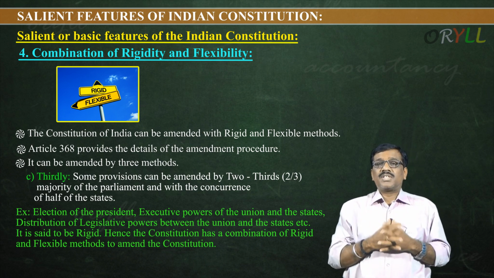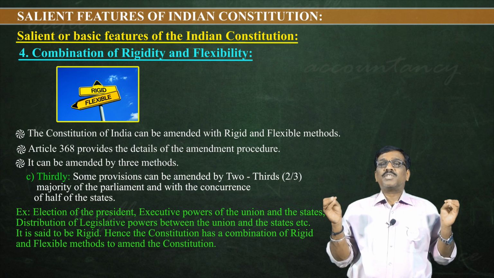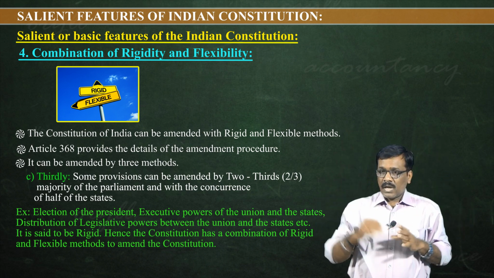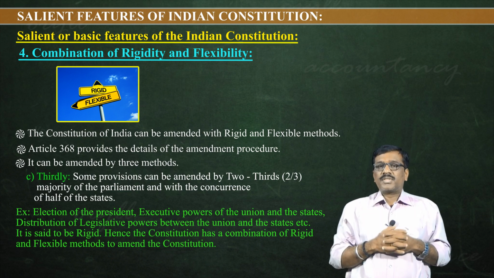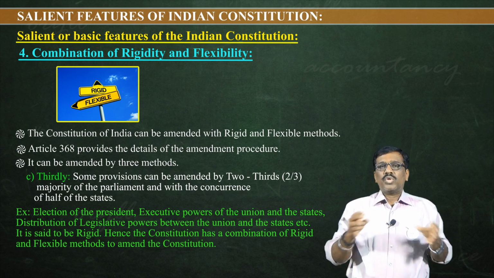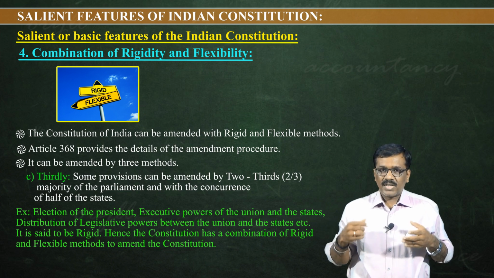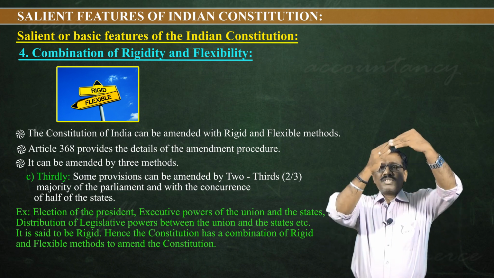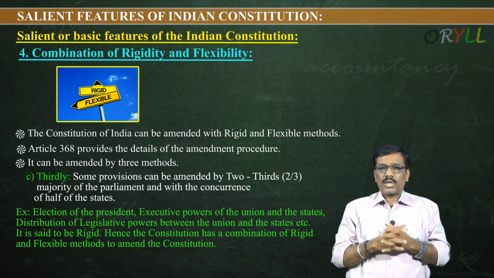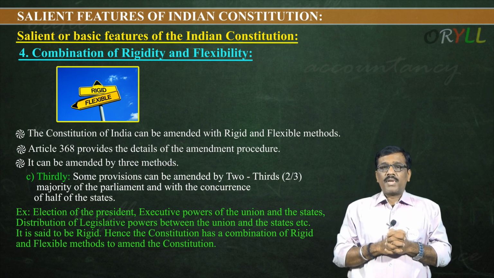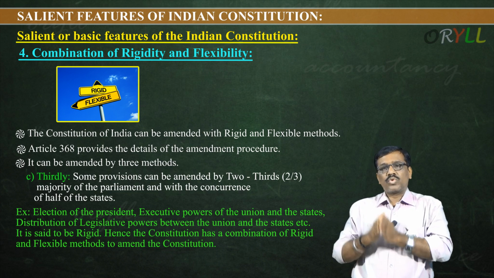So it is very rigid, because sometimes what happens, 2/3 majority is approved in the parliament, but all of the states may not support the government's order. Why? Because different governments are there in different states. Whichever are aligned with the central government, only they will support. That's why it's a little rigid one. Hence, the constitution has a combination of rigid and flexible methods to amend the constitution.